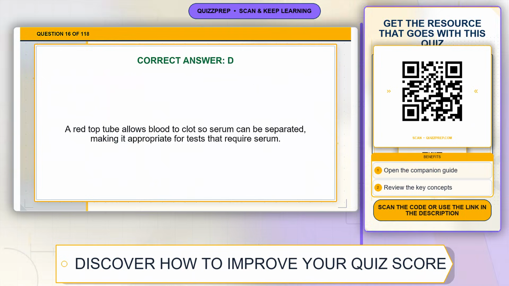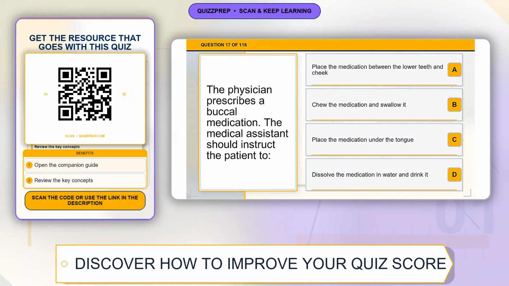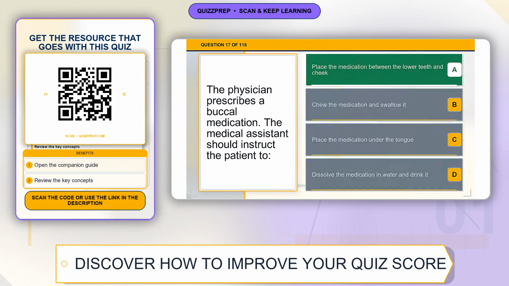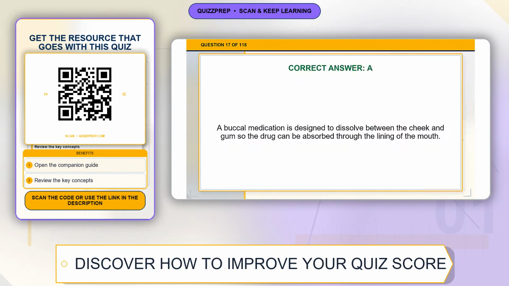require serum. Question 17. The physician prescribes a buccal medication. The medical assistant should instruct the patient to: Option A, place the medication between the lower teeth and cheek. Option B, chew the medication and swallow it. Option C, place the medication under the tongue. Option D, dissolve the medication in water and drink it. The correct answer is option A, place the medication between the lower teeth and cheek. Explanation: a buccal medication is designed to dissolve between the cheek and gum so the drug can be absorbed through the lining of the mouth.